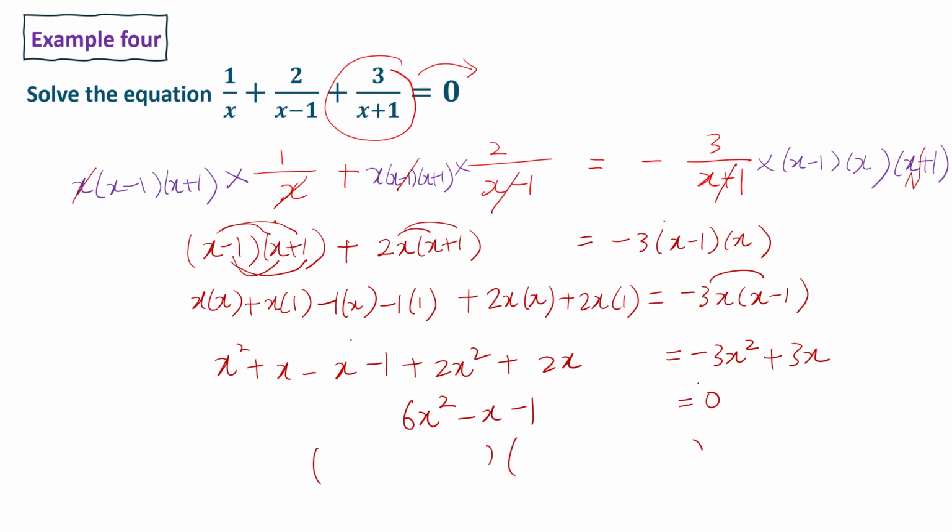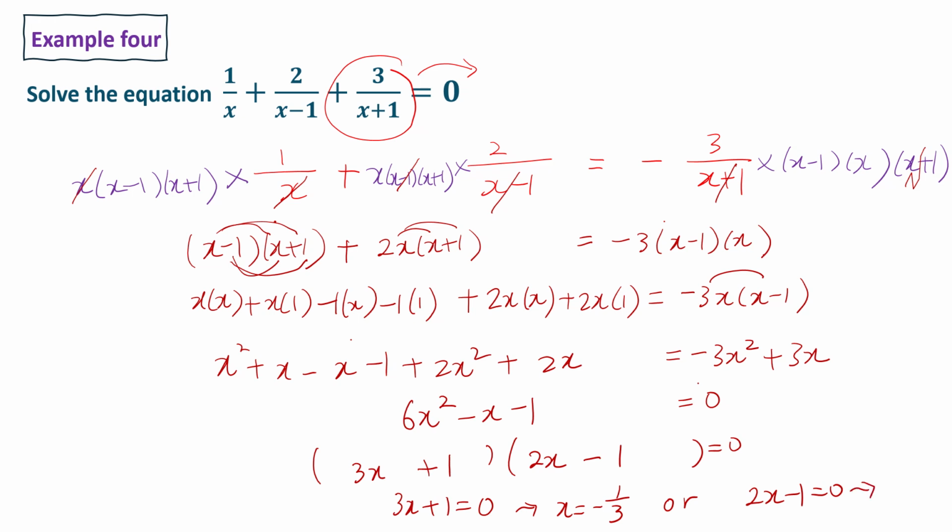And you can use the box method to factorize it. And we would have 3x plus 1 equals to 0. That gives us x equals to negative 1/3. Or 2x minus 1 equals to 0. And that gives us x equals to half. So this is how we solve this kind of questions where we have more than two algebraic fractions on one side of your equation.